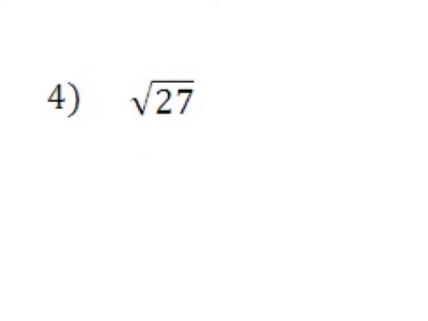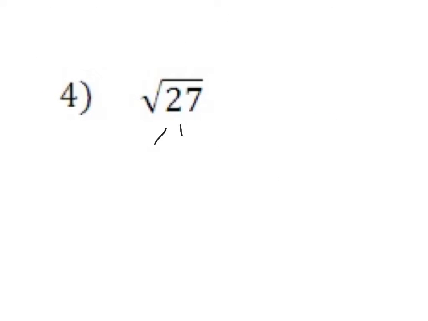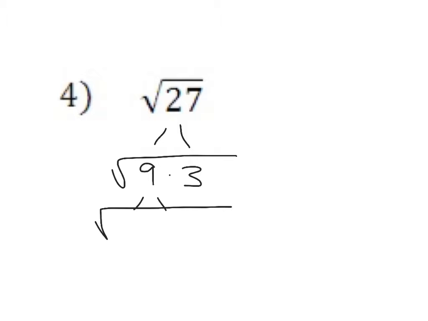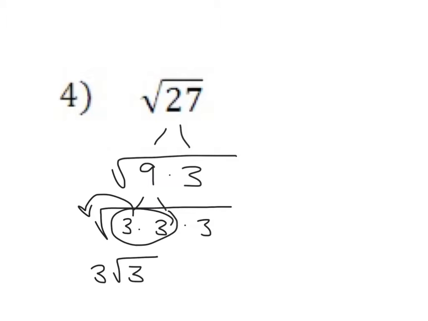Okay, let's look at number 4. We can split this up into 9 and 3. Can we split 9 into anything? Yes. 3 times 3. Can we split 3 into anything? No. So we have 3 times 3 times 3. So we get 3 square root 3. So we just take out a pair and put it on the outside. Any questions so far?